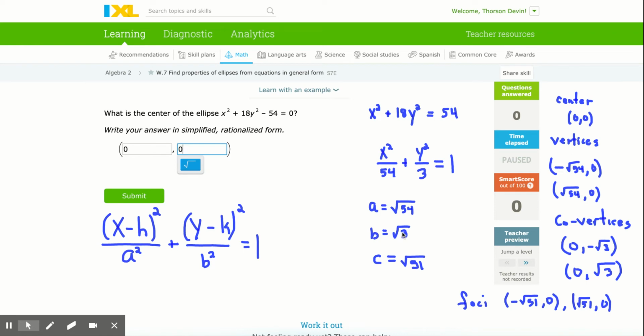To find the co-vertices, I add and subtract the square root of 3 from the y value, because the co-vertices are above and below the y value. If I was asked to find the foci, I would add and subtract the square root of 51 along the major axis, or along the a value. So that's horizontally, so I'm going to add and subtract the square root of 51 from the 0 and from the center to find the foci. Again, this one was fairly simple because we didn't have to complete the square. The next one we do, we'll have to complete the square.